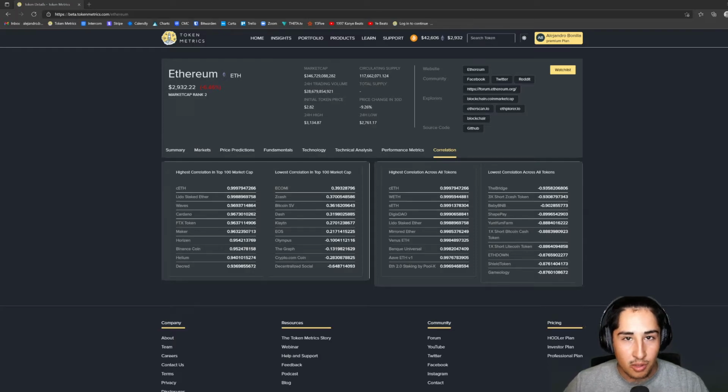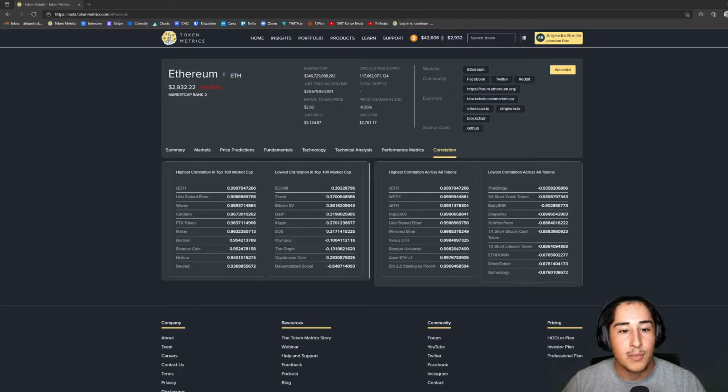Welcome to TM 2.0's correlation page, or what I would like to refer to as the most underutilized portion of the platform. With the correlation page, we can leverage it to create uncorrelated portfolios that are delivering returns in a bull market, in a bear market, or even a gray market where we're just trying to figure out where it's really going. Now, with the correlation tab, we're able to see tokens that we're most correlated with in the top 100, as well as across all tokens, and on the inverse, the lowest correlation, top 100, as well as across all tokens.